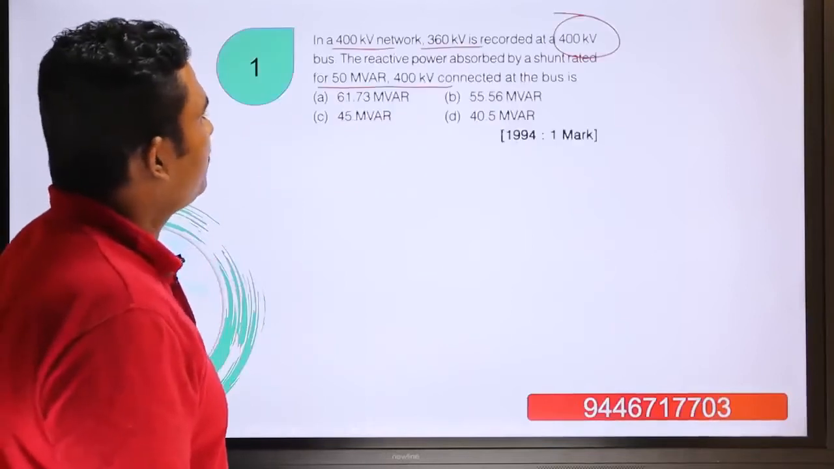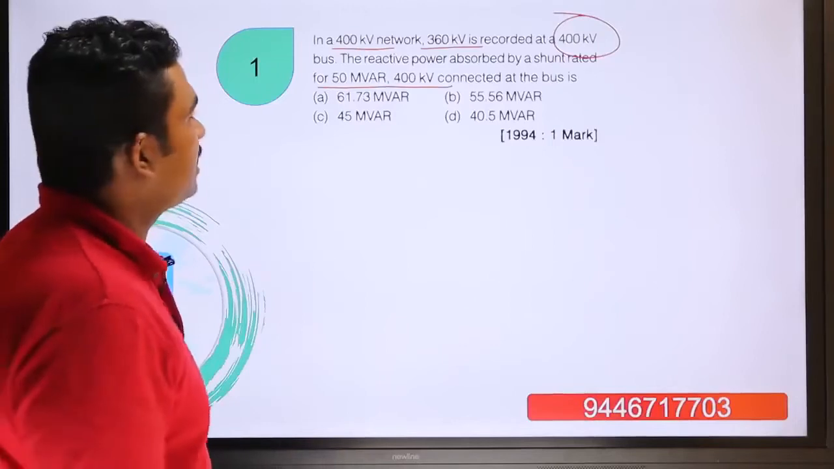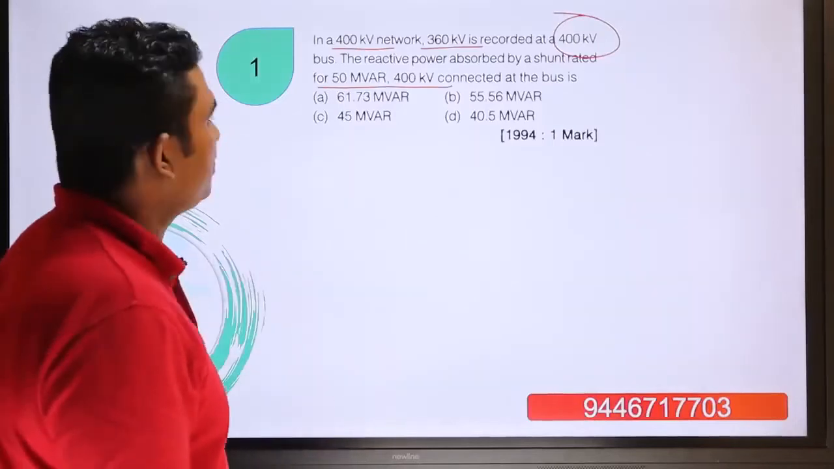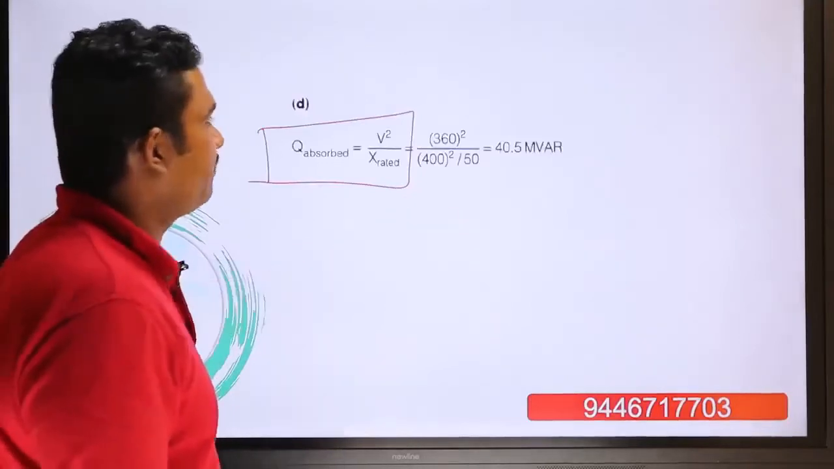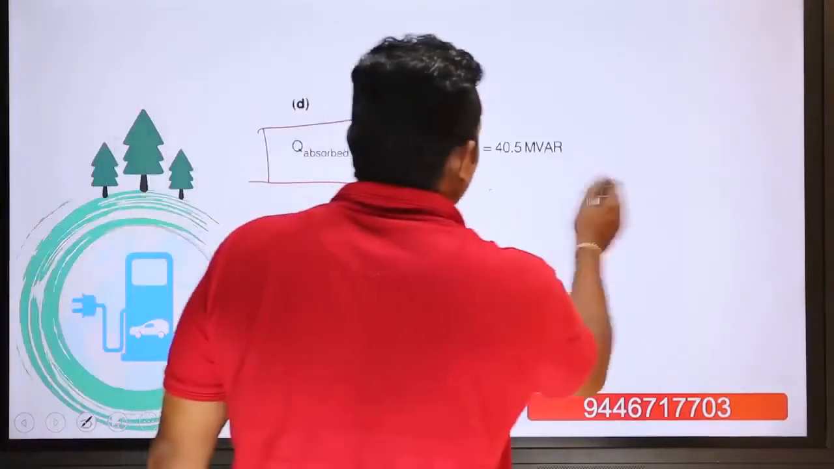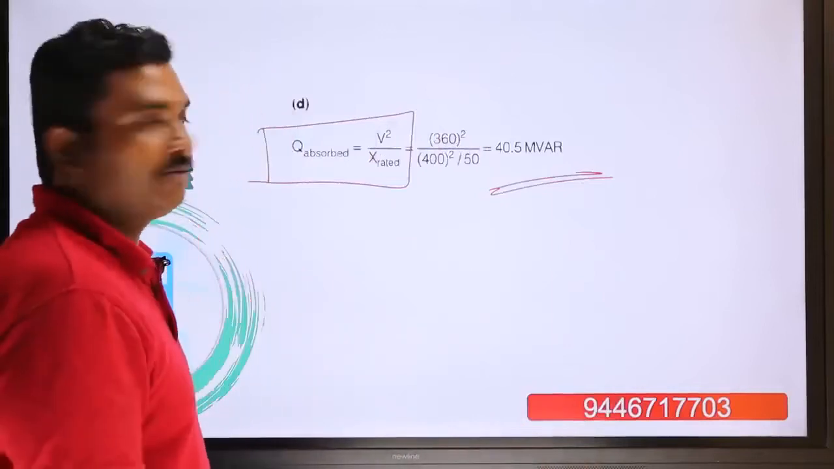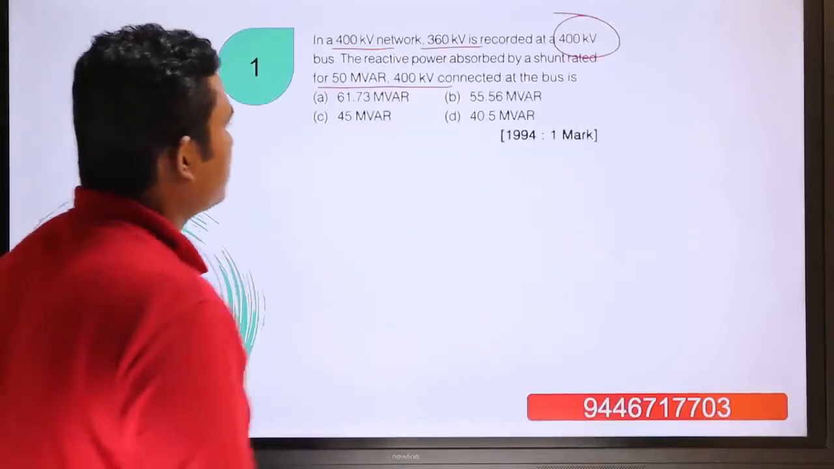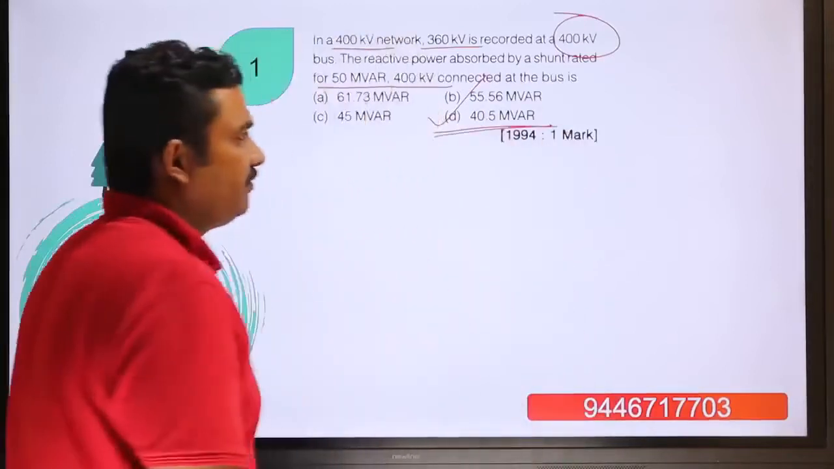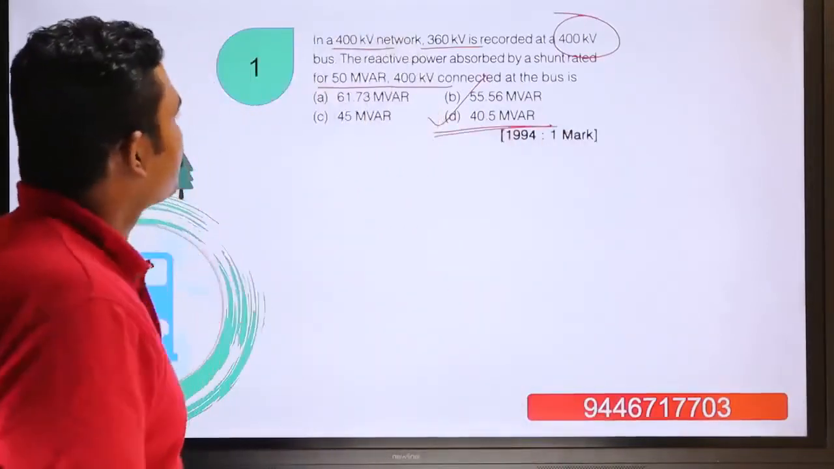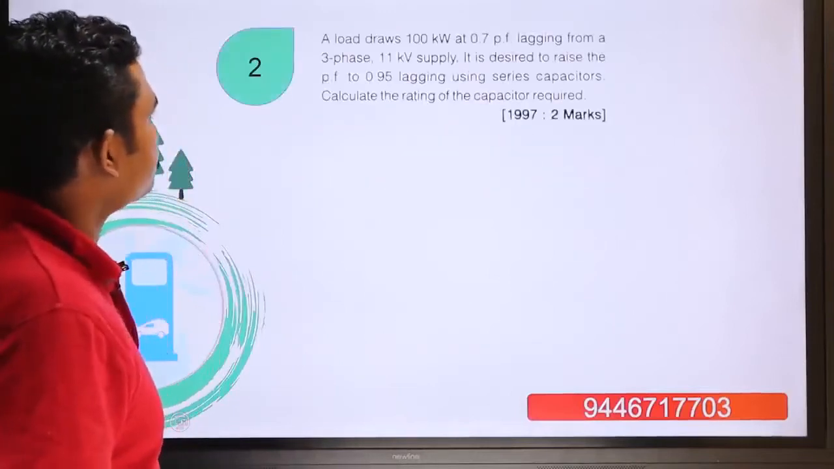What is V? V is given as 360, and what is X rated? X rated can be found out with respect to 50 MVAR. So it is 400 square divided by 50 MVAR. So our reactive power absorbed is obtained as 40.5 MVAR. So what is our answer? Our answer is option D, which is 40.5 MVAR for question number 1. Now moving into the next question.